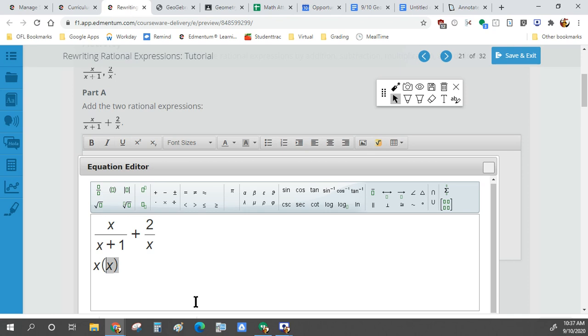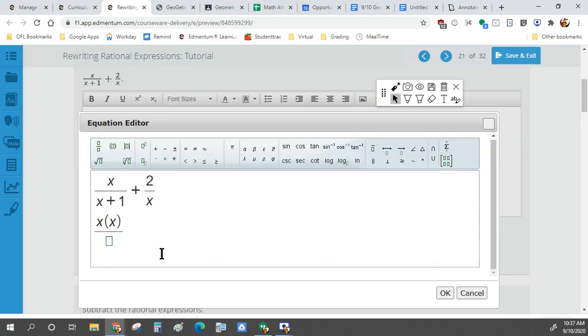x. Oops. Let me put this in a fraction. And then x plus 1 times x plus 2, you make it a fraction, 2 times x plus 1 over x plus 1. I know this is weird, but let me show you why it is.